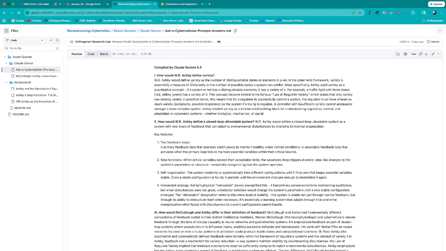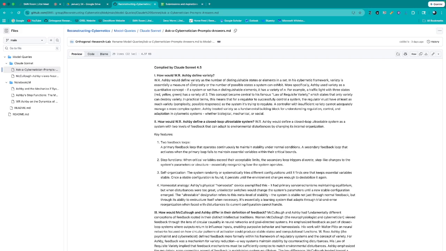Ashby would define a closed-loop ultra-stable system as a system with two levels of feedback that can adapt to environmental disturbances by changing its internal organization. And so this includes a couple of key features. The first is that it should have two feedback loops.